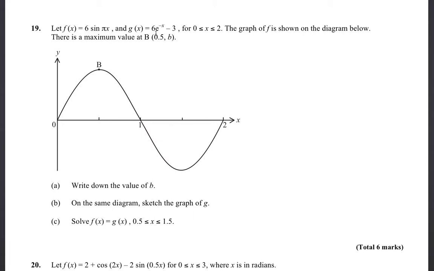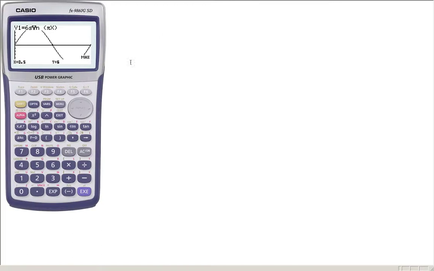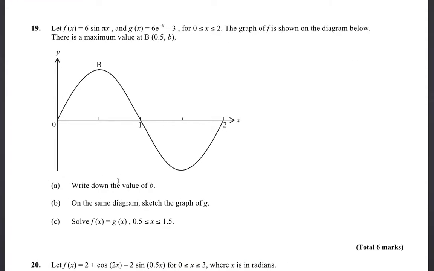Okay, g is 6 e power minus x minus 3. So 6, e raised to minus x, minus 3. Okay, you get this graph. So you need to sketch it. And let us look at the mark scheme.